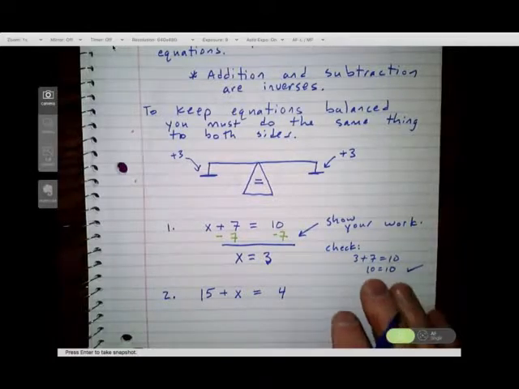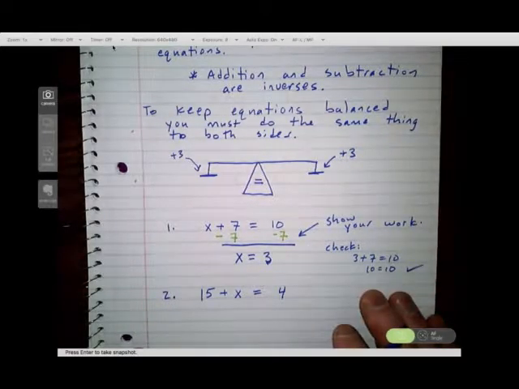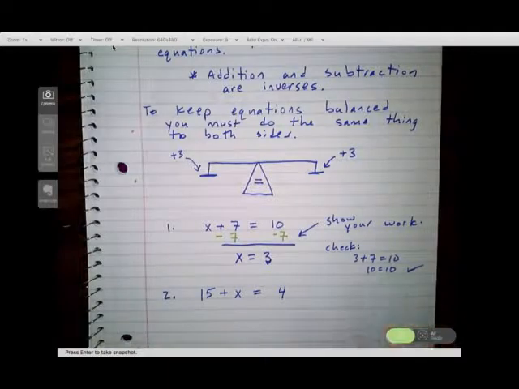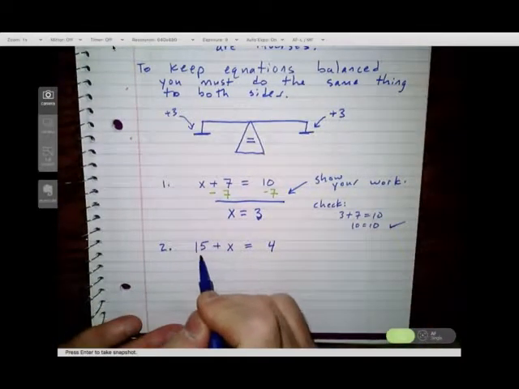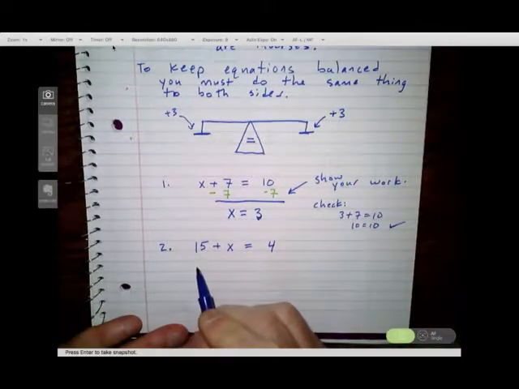Checking is something you eventually don't have to always write down, but it is really good to do at least in your head, or eventually on a calculator, as you do these problems later on, because then you don't even need an answer key. You can just see if you got it right or not by doing a check. Okay, let's look at this one here. This one's still addition, but it's got the number out in front.